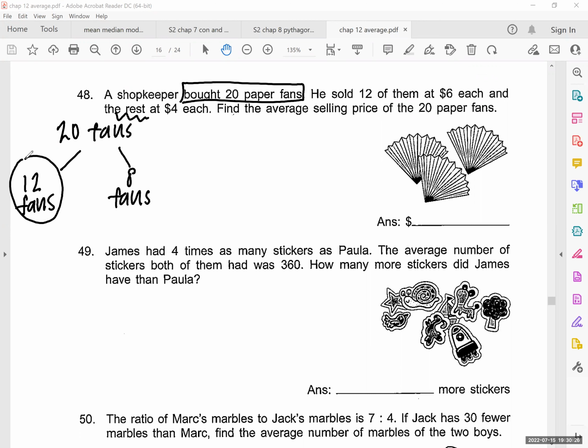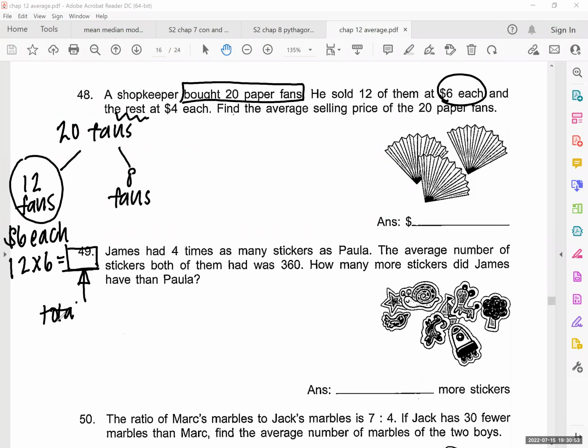What did they tell me about these 12 fans? $6 each. So what do I do? Divide by 6? No. Yes, I'll do 12 times 6. Why would I want to do 12 times 6? I need keywords. What is 12 times 6? The answer is to find who?